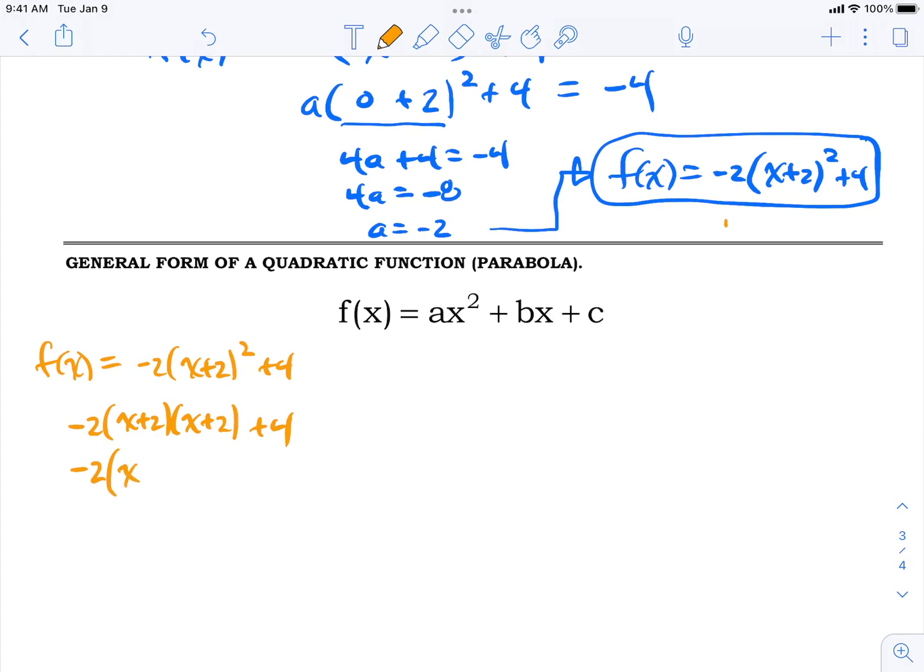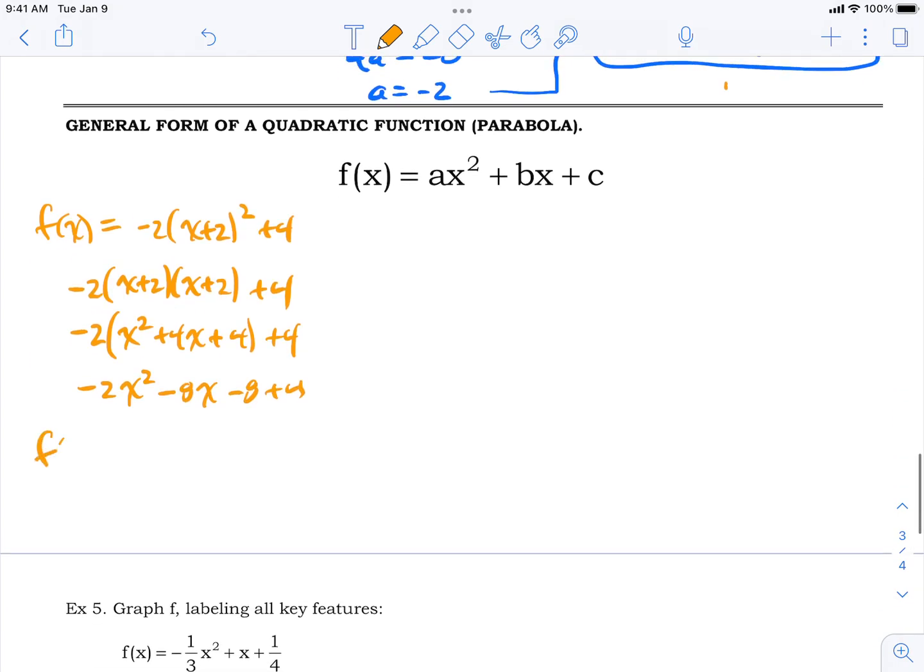X times x is x squared. You've got a plus 2x and a plus 2x again, so that's a plus 4x. And then 2 times 2 is a 4, and then plus 4. So this is a negative 2x squared minus an 8x minus an 8 plus a 4. And so here's our new version of the function: negative 2x squared minus 8x minus 4.